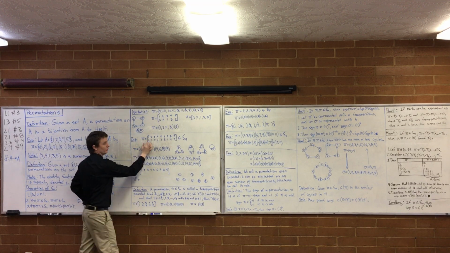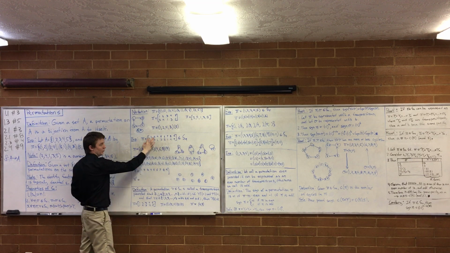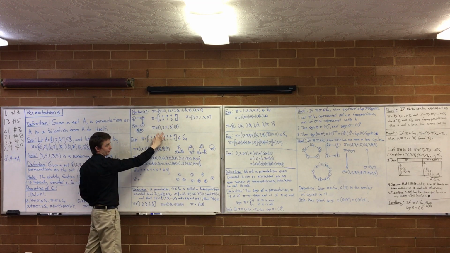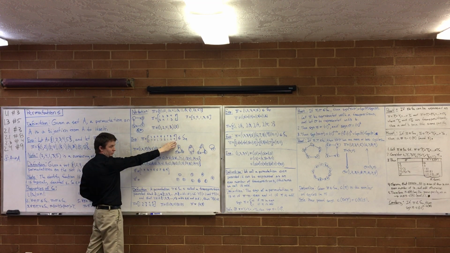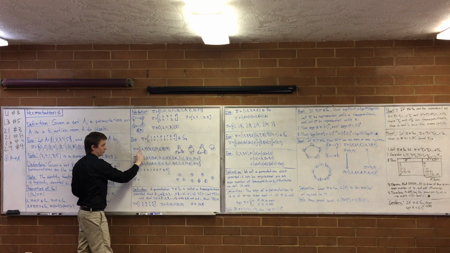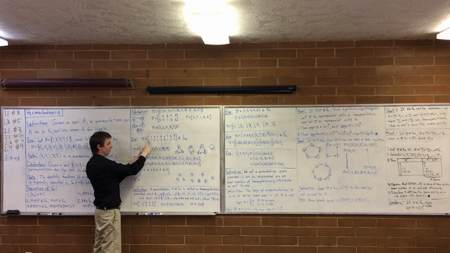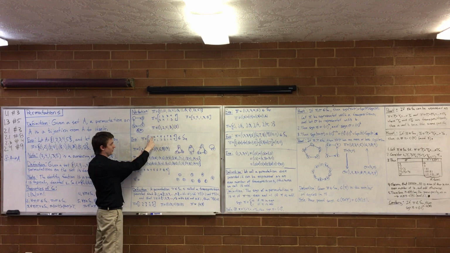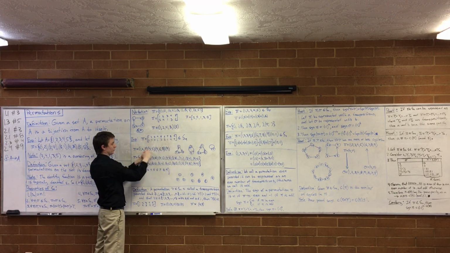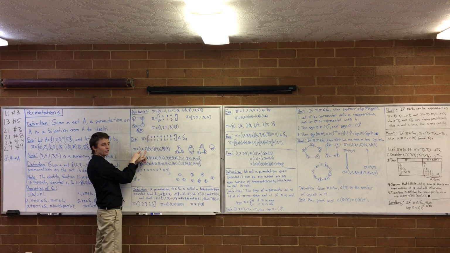So here's our permutation pi. 1 goes to 2, 2 goes to 7, 3 goes to 5, 4 goes to 6, etc. And let's write it in cyclic form. So we start with 1. What does 1 go to? 1 goes to 2. What does 2 go to? 2 goes to 7. What does 7 go to? 7 goes to 1. That's back where we started. That closes the loop. So that's 1 cycle.